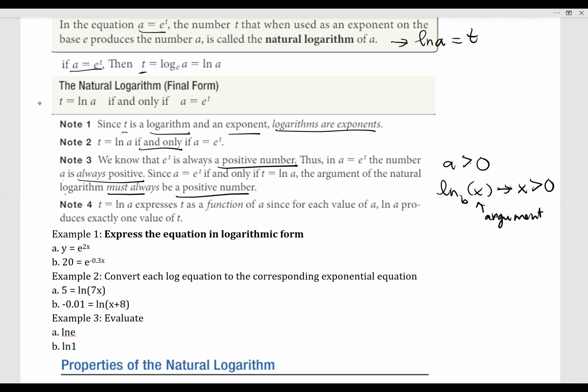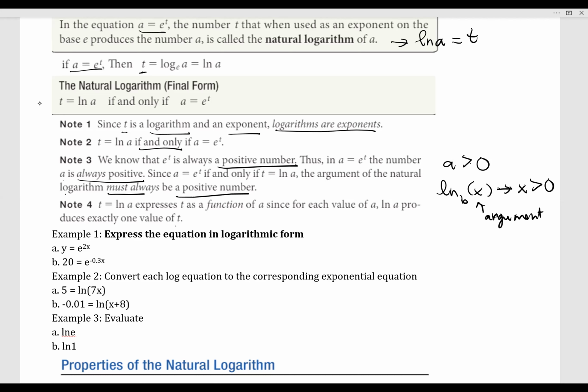And the last one is: t equals ln a expresses t as a function of a, since for each value of a, ln a produces exactly one value of t. Okay.